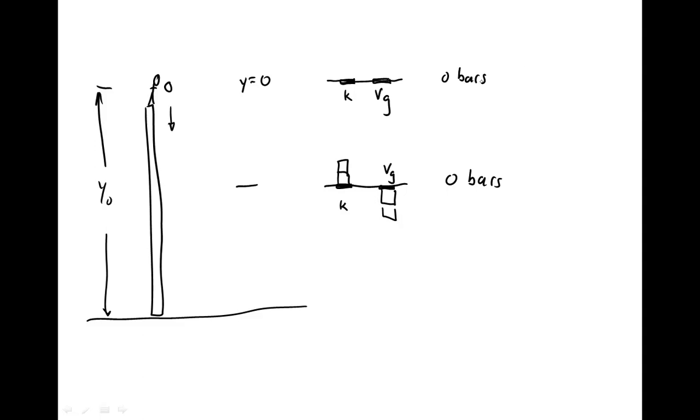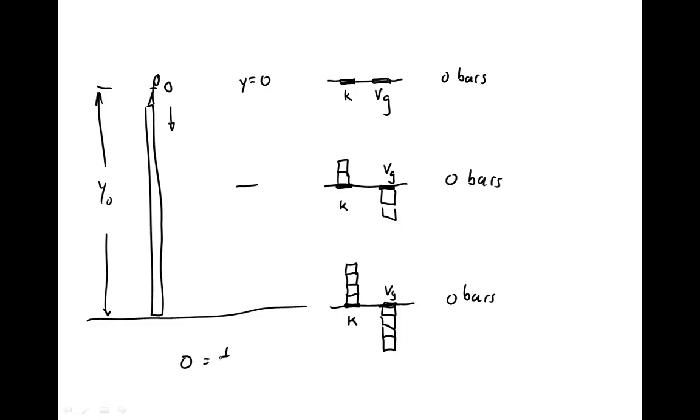And then down here at the bottom, the kinetic energy is maximized, so 4 bars of kinetic energy. But I've got to have 0 bars total, so it must be negative 4 bars of gravitational potential energy. So negative 4 bars of gravitational potential energy. So 0 bars total.